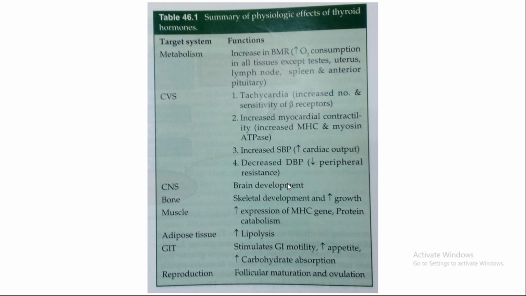On the central nervous system, here it is written: brain development. Now I am explaining in detail how this thyroid hormone is helping brain development. Thyroid hormone is essential for the development of the brain and central nervous system, particularly during the developmental phase of life, during fetal life as well as infancy and childhood. This is the most important period till puberty ends.